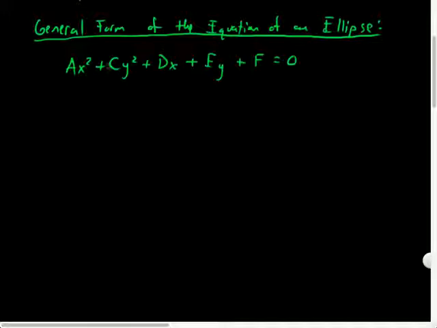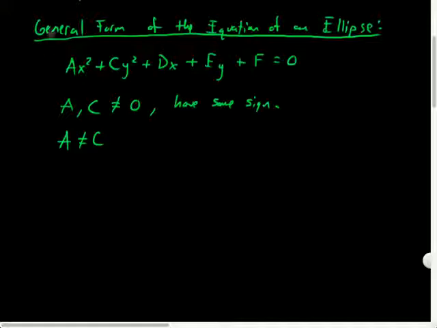One of the things I want to point out is a little fact about A and C. A and C are not equal to 0, and they in fact have the same sign. But they are not equal to each other. If A and C were equal to each other and had the same sign, what conic section would this be then? It would be a circle when A and C are equal.